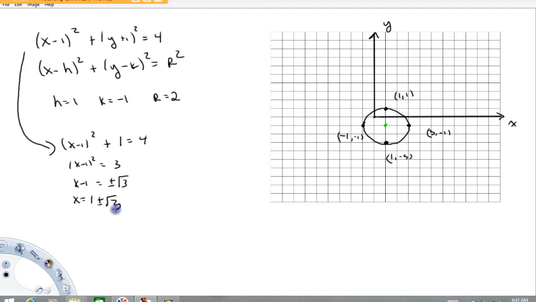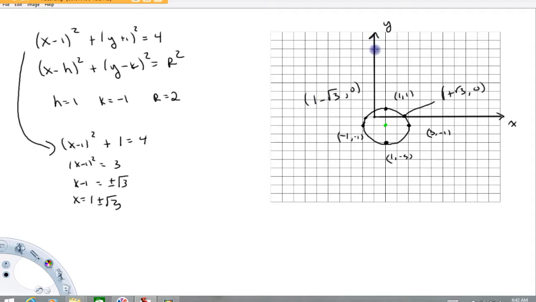So that's not a nice simple thing like x equals 2 or 5 or something, but that's just fine. This point right here must be the point (1 plus root 3, 0). The y coordinate is 0. This one is the point (1 minus root 3, 0). Right?